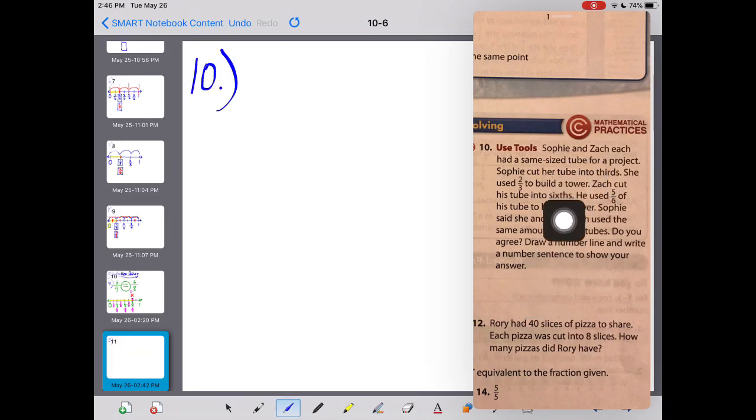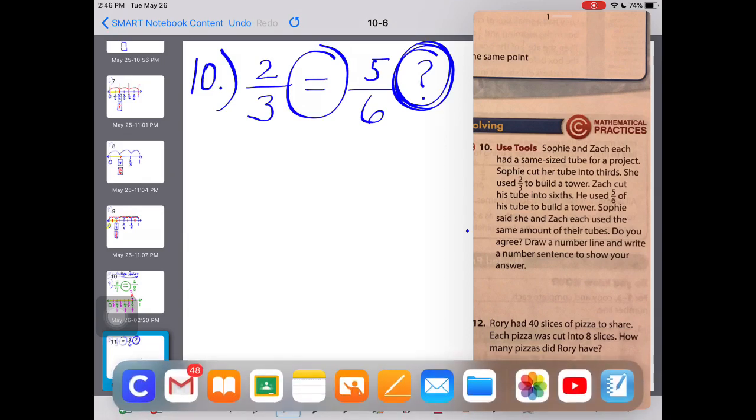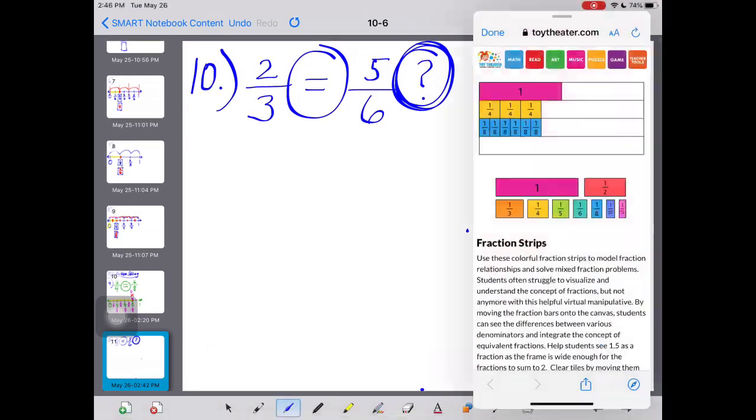All right, let's take a look. Sophie and Zach. We are comparing 2/3 to 5/6. And right now we have a circle in between because we don't know whether it's going to be greater, less, or equal. Sophie says these are equal. And so I'm going to put a big question mark. Is that true? Do you agree? All right, so let's take a look. First, let's use our tools and take a look at 2/3 versus 5/6.